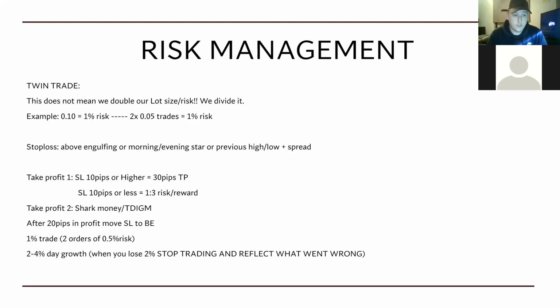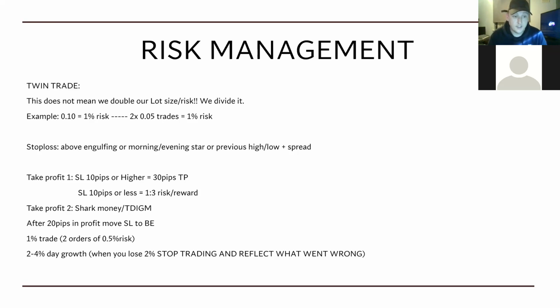And then I've just put here 1% a trade, 2 orders of 0.5% risk, because that's genuinely what I use when I trade. I risk 1% a trade, and I twin trade 2 orders at 0.5%. But when it comes to working out your 1%, it depends how much you've got in your trading account. And some people might risk 1.5%, or they might risk 0.5%. So when you start to trade in the market and get a feel for it, you'll be able to know exactly what percent you want to risk on a trade.